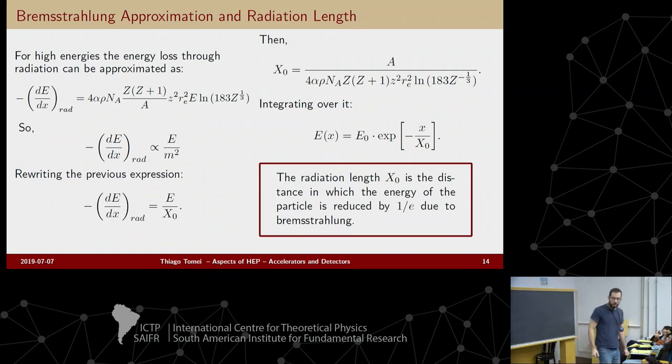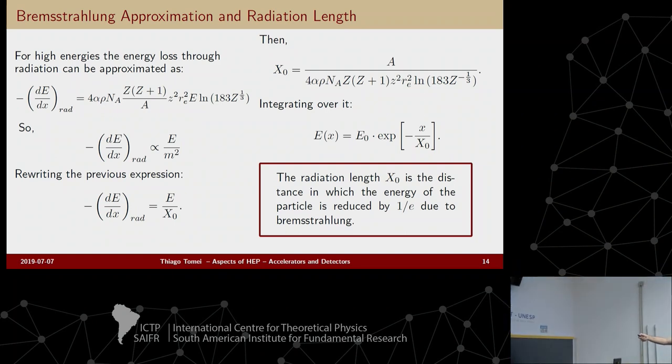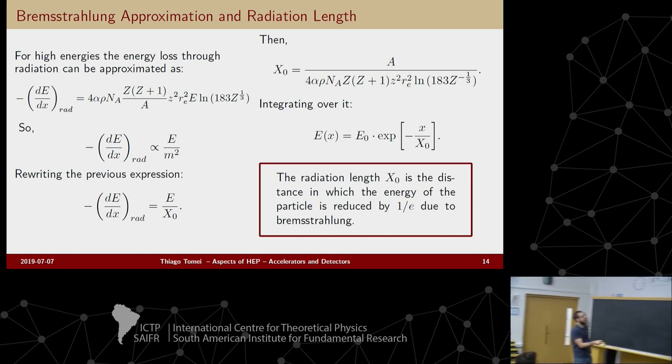Now, you can approximate the radiation energy, so the Bremsstrahlung energy loss, as this. And if you actually plug in everything that you need to plug in here, you'll find out that it's proportional to E over M squared. And that's what I again meant by light particles radiate much more. An interesting thing is that you can rewrite this in terms of this X0, which is the radiation length, which is defined like this. But then this is easy, right? This you can integrate, and you get this kind of expression.